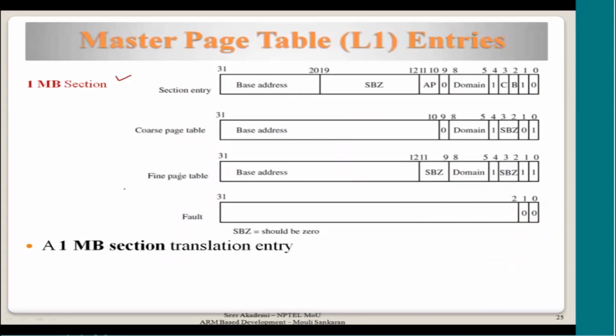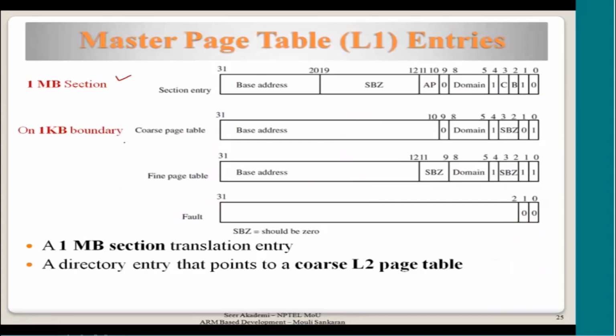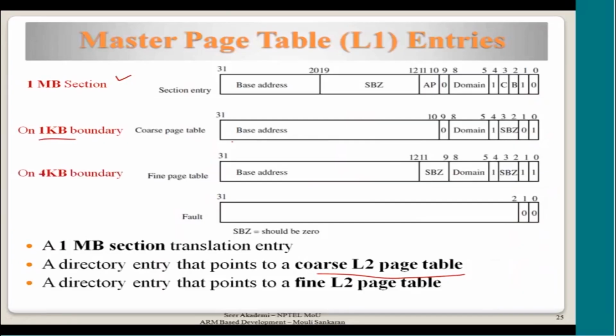So this is the 190 section, okay, and this is a 4 KB boundary. This is a coarse L2 page table. If page size is more, the table size will be less. Number of entries will be less, so the table size will automatically be less. That's why it is only a 1 KB size on a 4 KB boundary. And if it is a fine page table, the page table itself is 4 KB in size, so it will be on a 4 KB boundary.